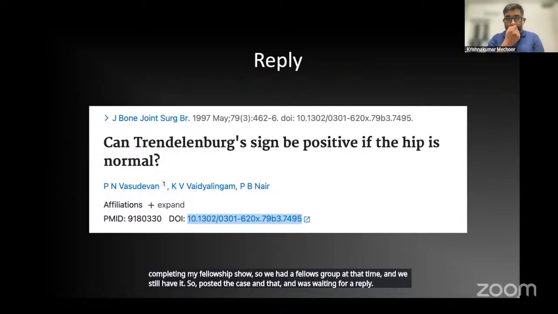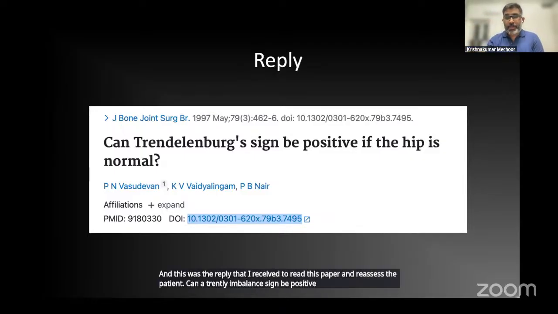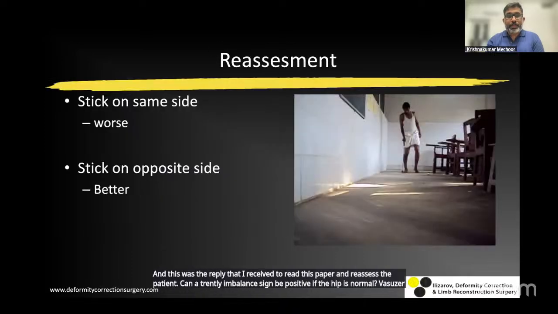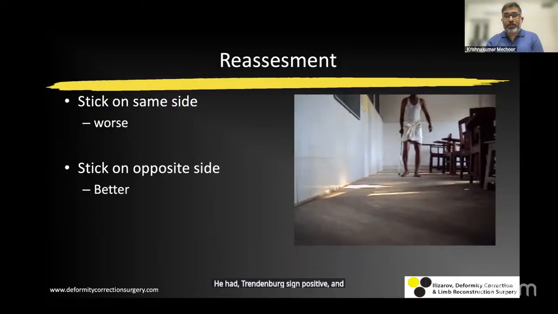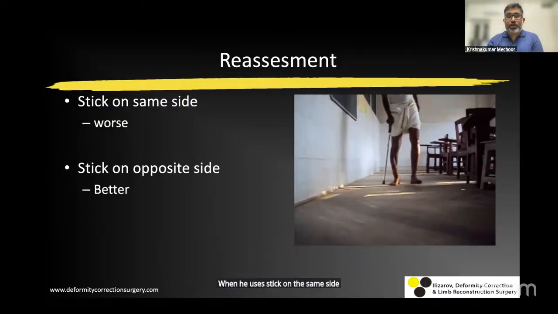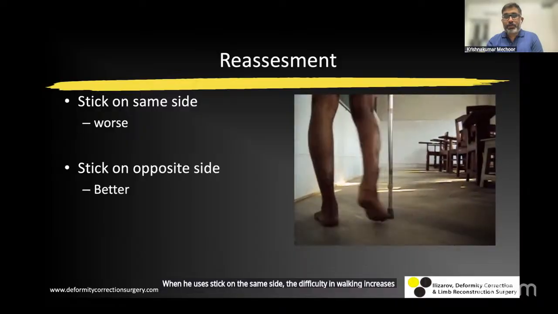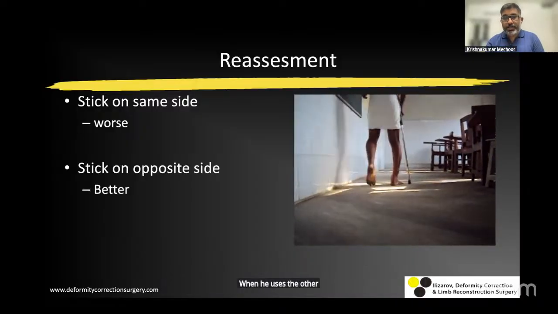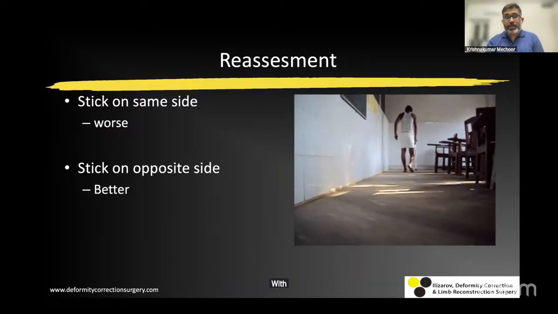And this was the reply that I received: to read this paper and reassess the patient. Can a Trendelenburg sign be positive if the hip is normal? Vasu sir's paper. And that is how we reassessed. He had a Trendelenburg sign positive, and when he uses a stick on the same side, the difficulty in walking increases. When he does it the other way around, putting the stick on the opposite side, he's walking without much difficulty and the gait is improving.